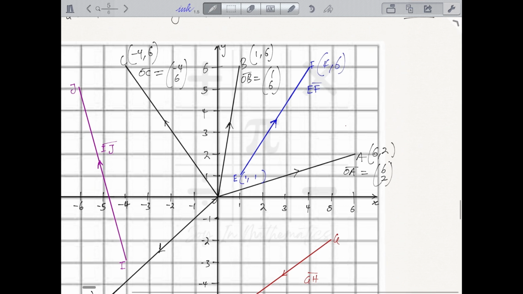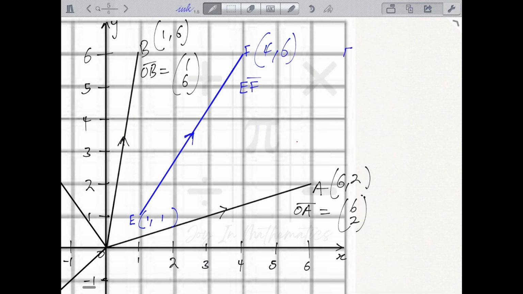Now we want to evaluate the vector EF, which means it's moving from E down to F. So E is the initial position, and F is the final position. The initial coordinate, which is E, is 1, 1. The final coordinate is 4, 6. We can call these x1, y1 and x2, y2.